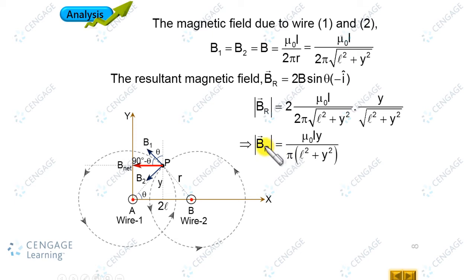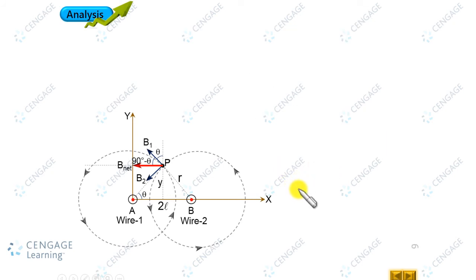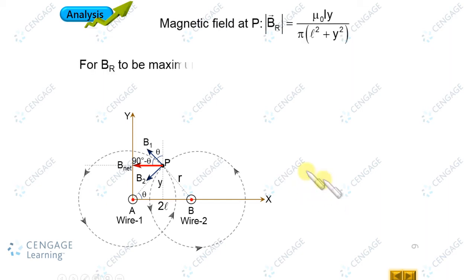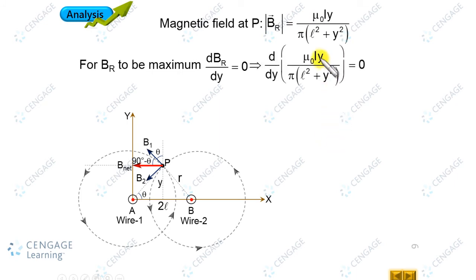Now for finding the maximum magnitude of the magnetic field, we need to use the technique of maxima and minima. Here we can observe y is variable. So let us differentiate this relation with respect to y and keep it equal to 0, because for maxima and minima dB divided by dy equals 0. So let us write this relation. This is equal to, so let us differentiate this using the formula for differentiation, right? This should be equal to 0 for the maxima and minima.